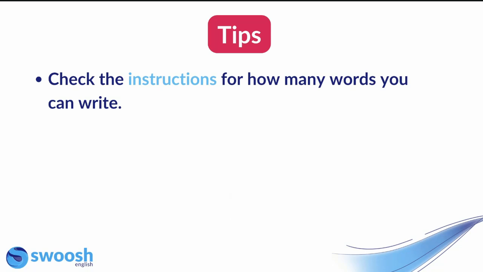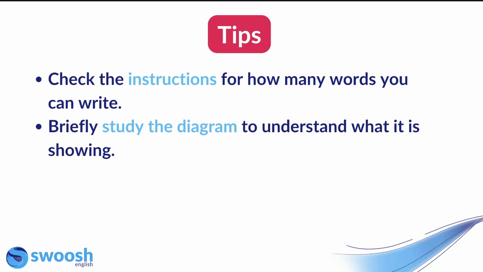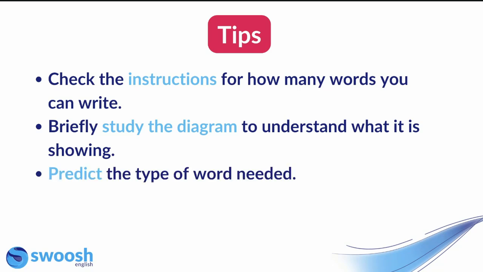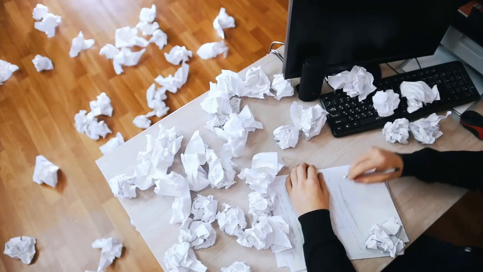Once again, I'm going to say it because it's so important. Check the instructions for how many words you can write and also start by briefly studying the diagram just to understand what it's showing. Again, you can predict the type of word needed, and then I'm going to end with my last piece of advice, which is actually relevant to the entire IELTS test. Check your spelling carefully. Whenever you are writing your answer, make sure that it's spelt correctly, and if appropriate, it's grammatically correct if you're doing sentence completion, because if you make any kind of spelling mistakes, you will not get the mark. So please do make sure that you check your spellings very, very carefully.